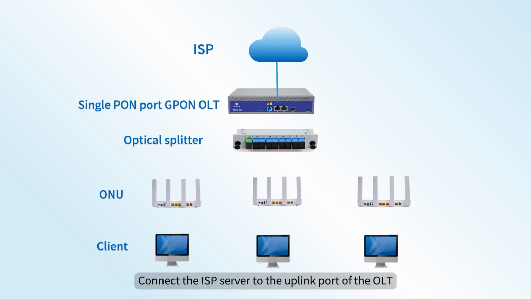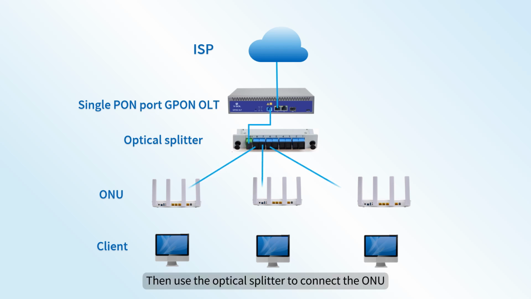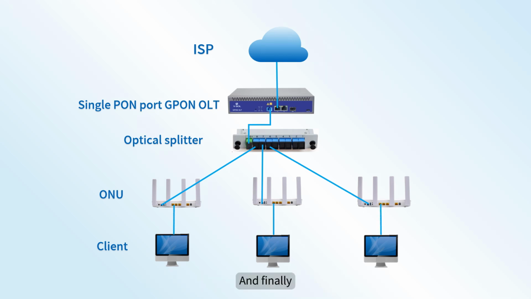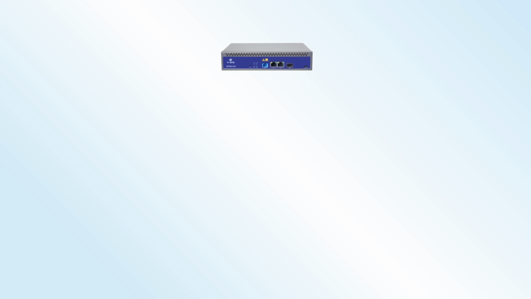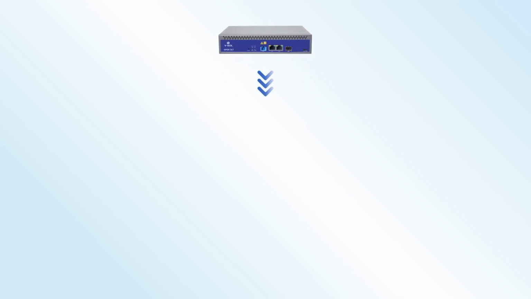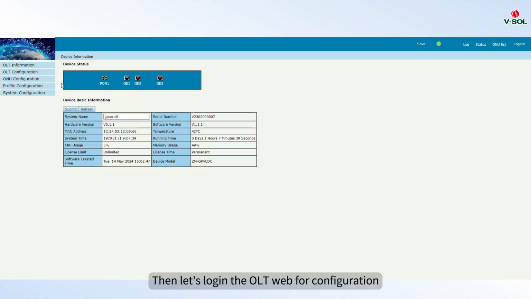Firstly, connect the ISP server to the uplink port of the OLT. Then use the optical splitter to connect the ONU to the PON port of the OLT. And finally connect the computer to the LAN port of the ONU to play video. Then let's log in to the OLT web for configuration.